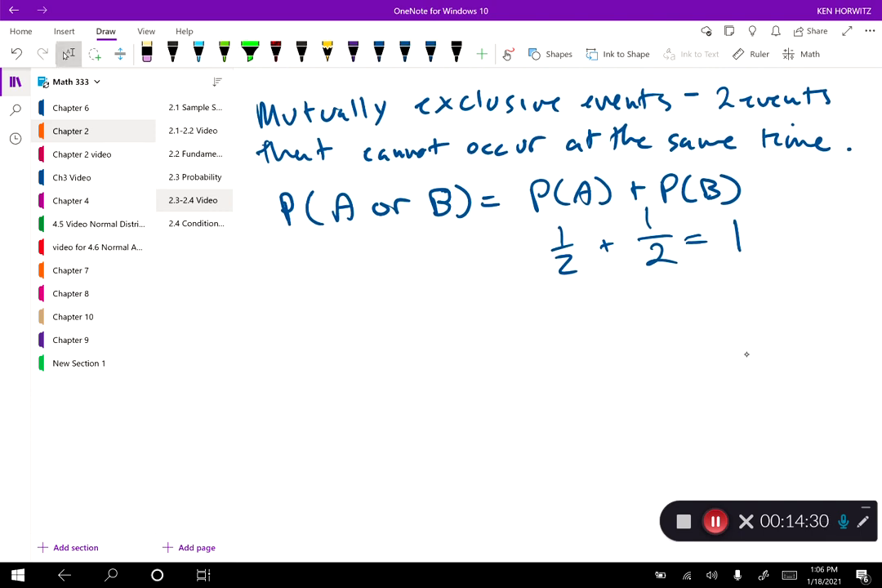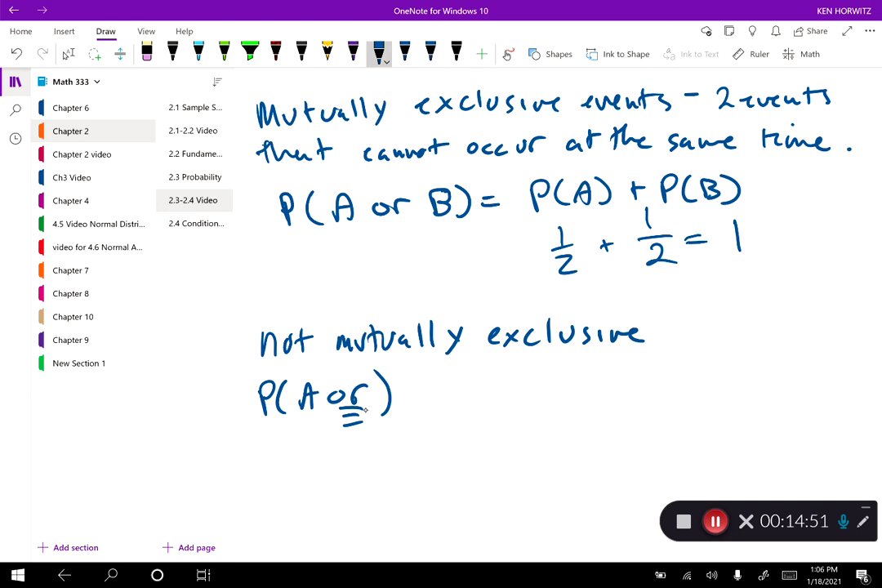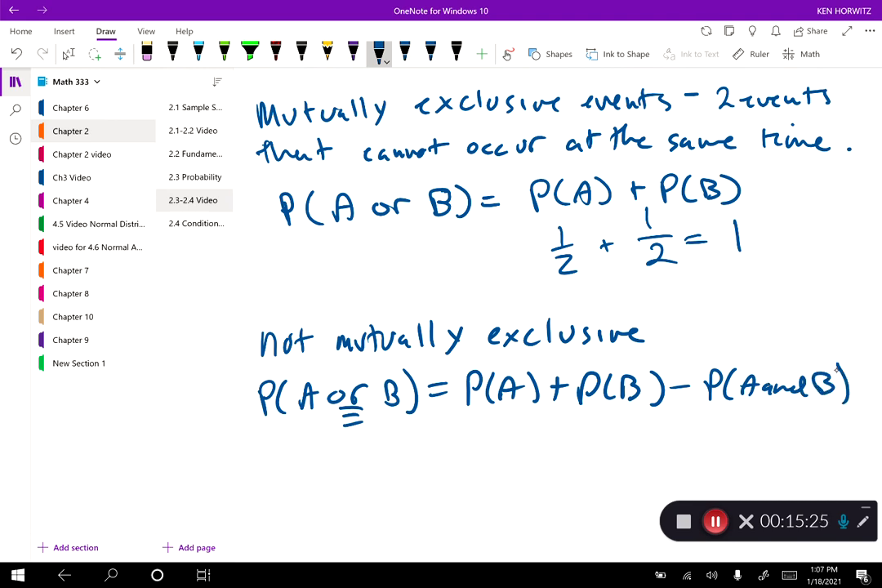So let's say we don't have mutually exclusive events. If the events are not mutually exclusive, the key word is or. Very often you'll see the word or right in the problem. But basically what you're doing is finding the probability of an event A or B, head or tail, that kind of thing. Then we need to do some sort of adding. In this case, it would be the probability of A plus the probability of B. But then we have to subtract off the overlap. The overlap would be the probability of A and B.